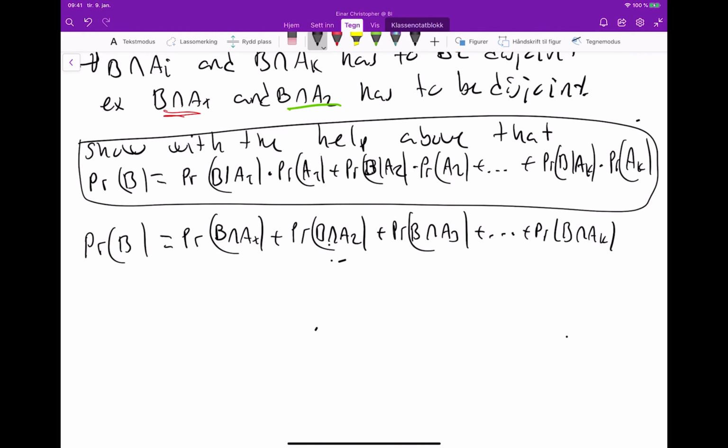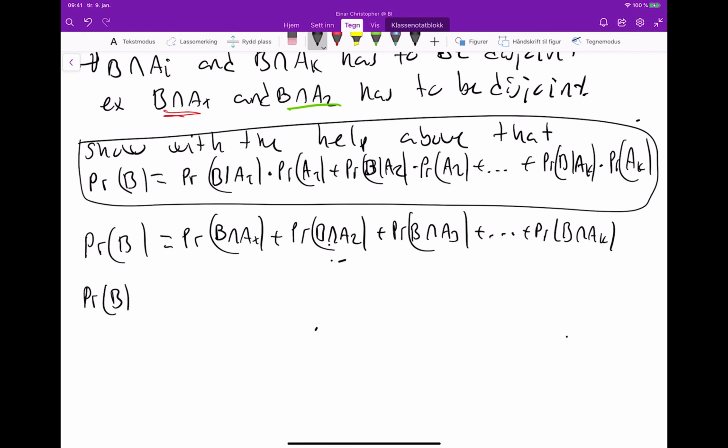So then we know this, and we can continue with rewriting this from exercise 4a.